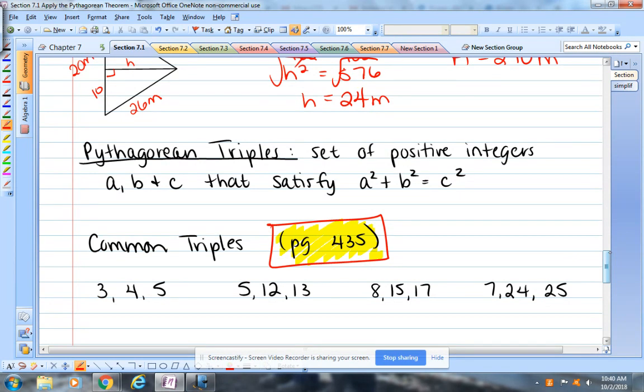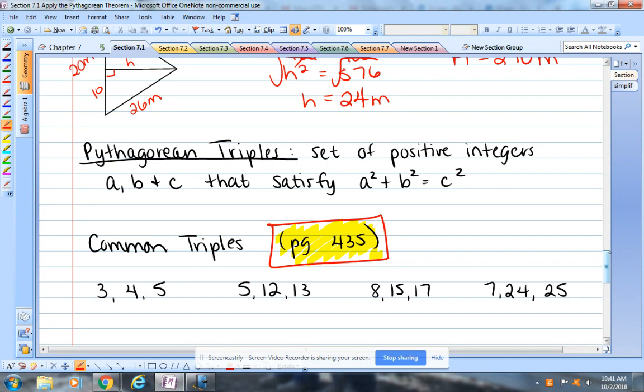Let's talk about Pythagorean triples. A Pythagorean triple is a set of positive numbers, we call them positive integers, that satisfy a squared plus b squared equals c squared. So there are different clusters of three numbers that easily make right triangles, where a squared plus b squared equals c squared works.